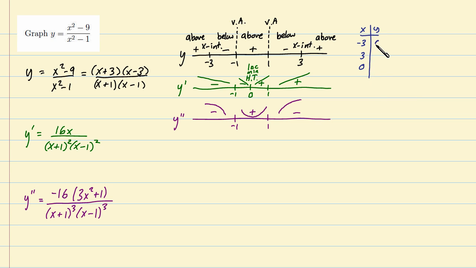Of course, negative 3 and 3 are easy because they were x-intercepts, so they have to be at height 0. Plugging in 0 is also pretty easy. Go back to the original equation here. 0 minus 9 is negative 9. 0 minus 1 is negative 1. Negative 9 over negative 1 is positive 9. Okay, so now I have 3 points that I can plot. So I know the behavior of the function at those 3 values.